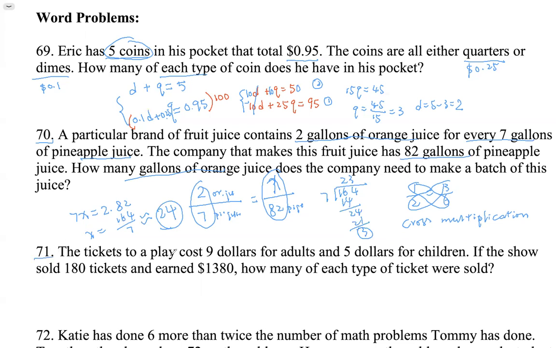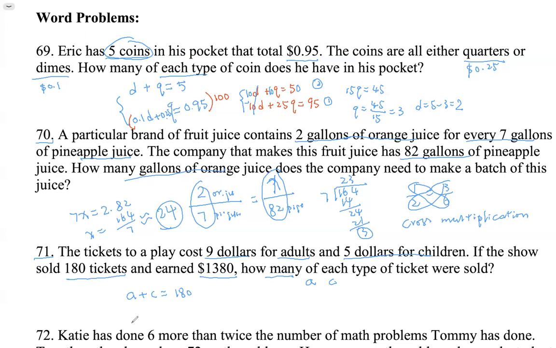The tickets to a play cost $9 for adults and $5 for children. If the show sold 180 tickets and earned $1,380, so how many of each type of tickets was sold? So let's call adults A many for adults and C many for children. So A many for adults, C many for children tickets, and total is 180 tickets.